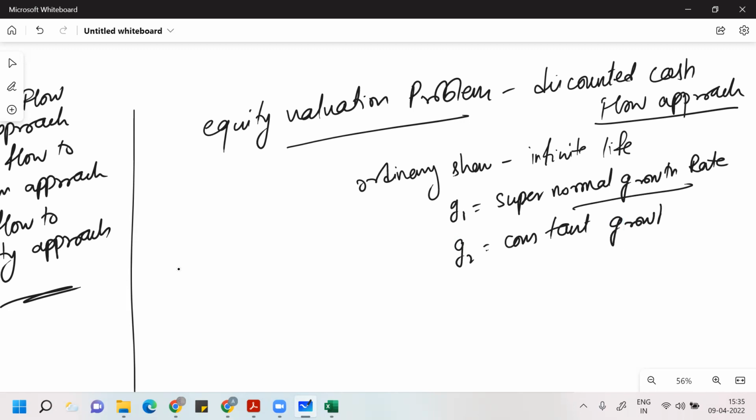So only two growth rates will be given, meaning for certain years the firm is growing very fast, but after some years the life of the firm will become stagnant, because maybe the firm is not able to reproduce any innovation in the market which can keep it competitive, with a continuous increase in demand, meaning marginal demand increasing. But if the marginal demand for the product of the company becomes zero, then the firm will enter into a constant growth rate.